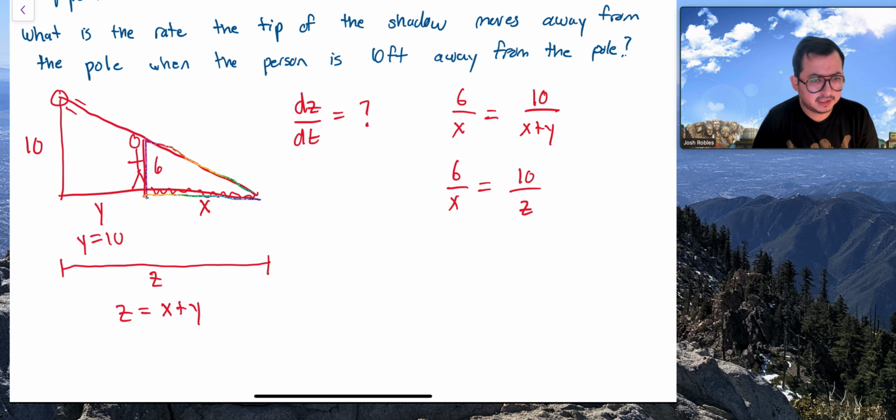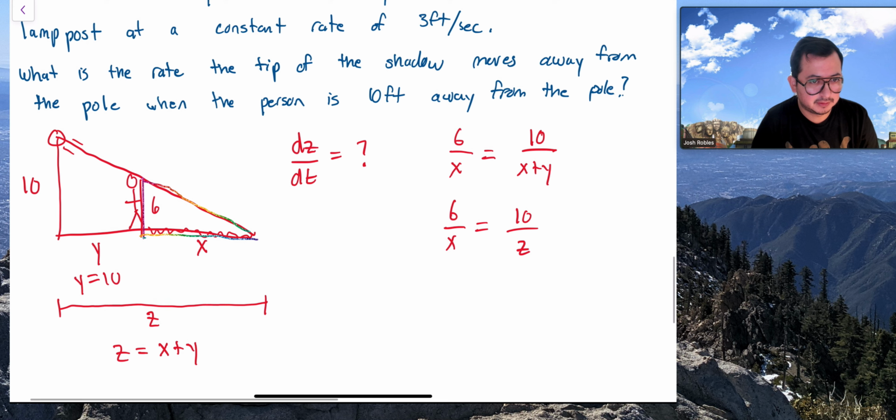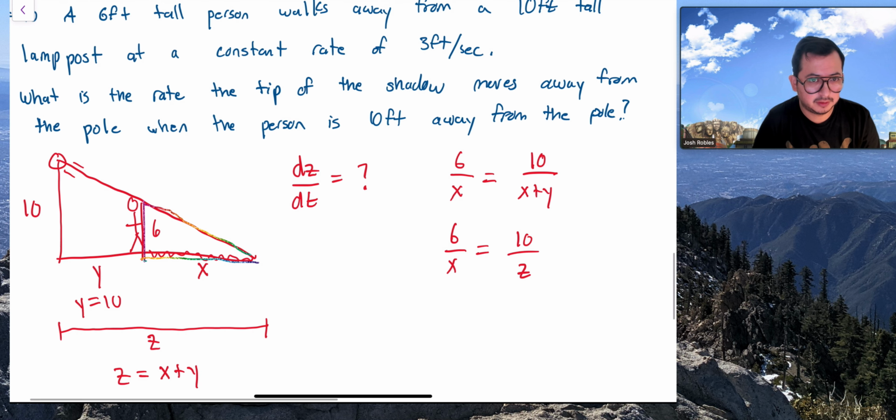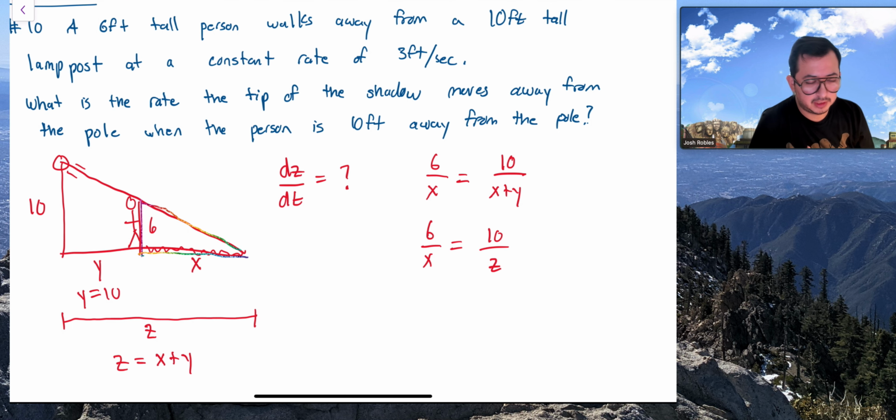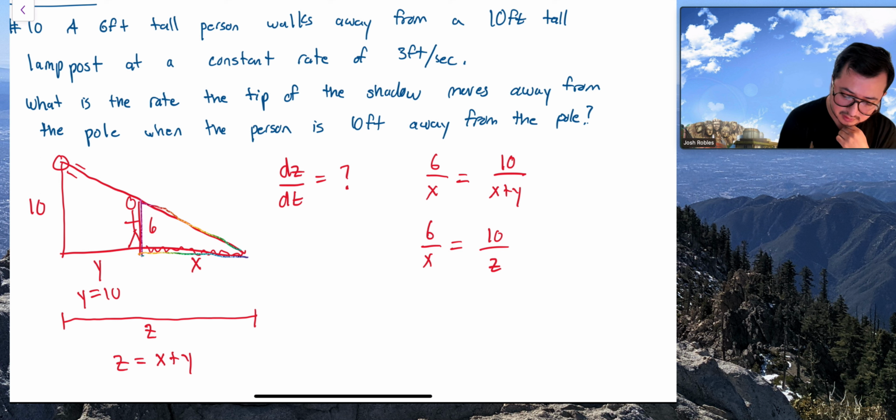Okay, I didn't take the time to label some other information. I did get distracted with the equation, which I think a lot of groups did also. Okay, let's go back and read carefully. The person is walking away from the lamppost at a constant rate of 3 feet per second.